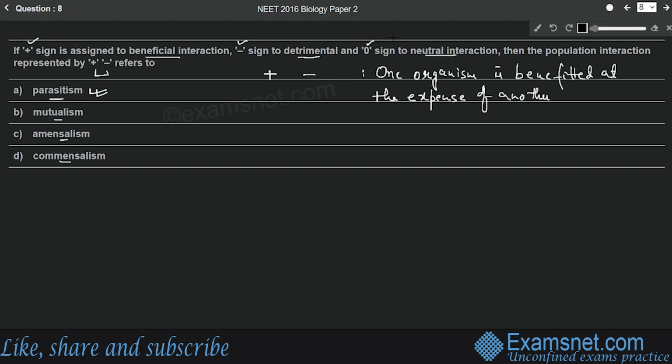If we talk about the other options, the second one is mutualism. It is an interaction where both the organisms are benefited. These both are beneficial for each other, right? So this is a plus plus kind of interaction. Then the third one is amensalism. Here one is benefited and the other is neither benefited nor harmed. So it is neutral, it is unaffected. So it is plus and zero kind of interaction. Whereas in case of commensalism, one is harmed and the other remains unaffected. So this is minus and zero kind of interaction. So here it was asked about plus minus. So the correct answer is parasitism, option number A.